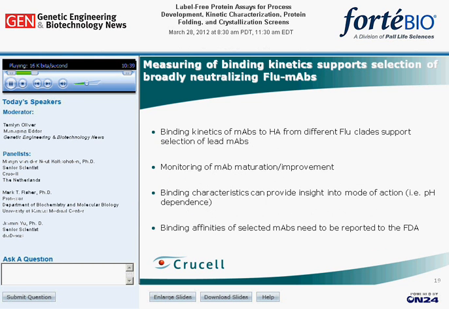The first example I would like to present is from our influenza program. It is about the way binding kinetics supports the selection of broadly neutralizing flu antibodies.